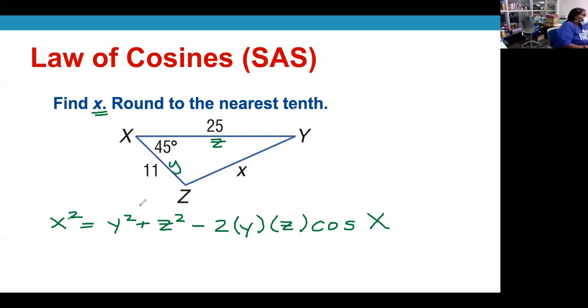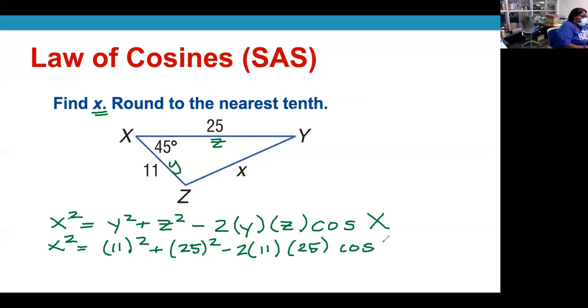All right, so now all we need to do is fill in the stuff that we know. So x squared, we don't know. And y squared is going to be 11 squared plus 25 squared minus 2 times 11 times 25 times the cosine of 45, right?